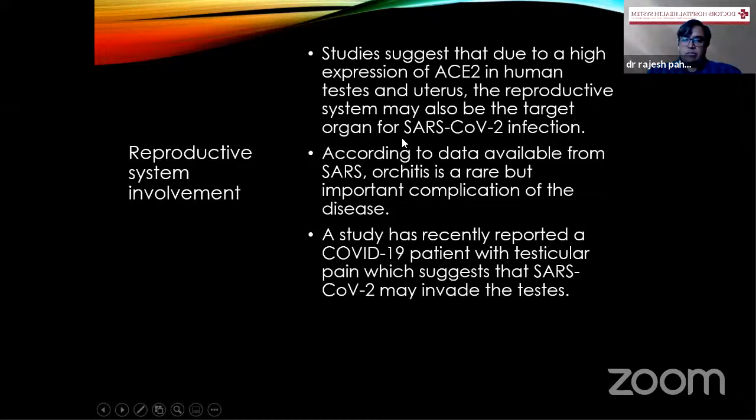Coming to the reproductive system involvement. Because of the high expression of ACE2 in the human testes and uterus, the reproductive system may also be the target of COVID-19 infections.